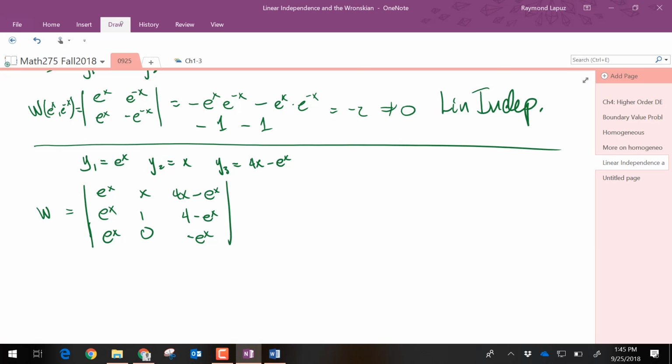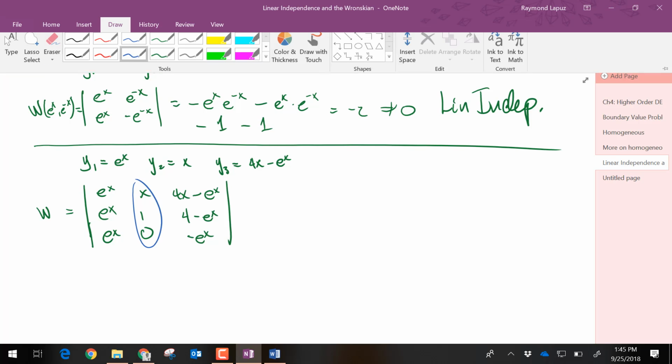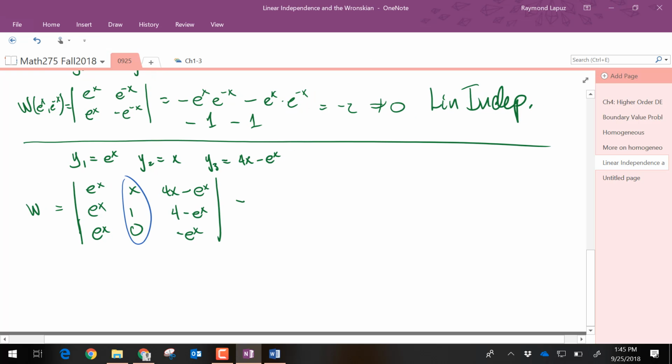Now I'm going to expand along the second column, because that looks kind of easier. So I remember my pluses and minuses. So this starts off with a minus. So negative x times, and I cross out the row and column that contains that. And then I have e to the x, 4 minus e to the x, e to the x, and negative e to the x.